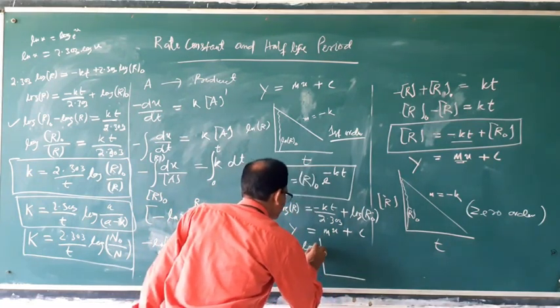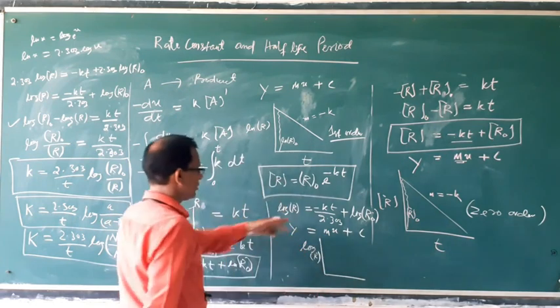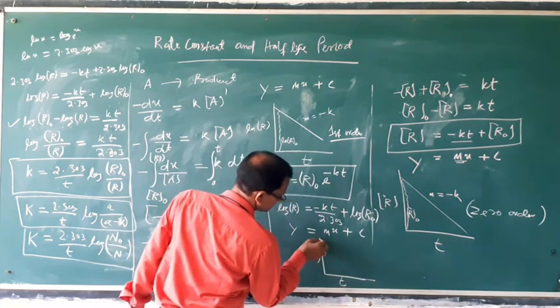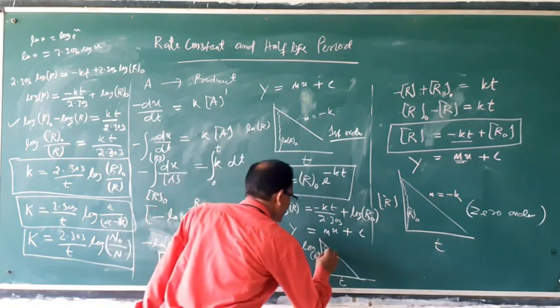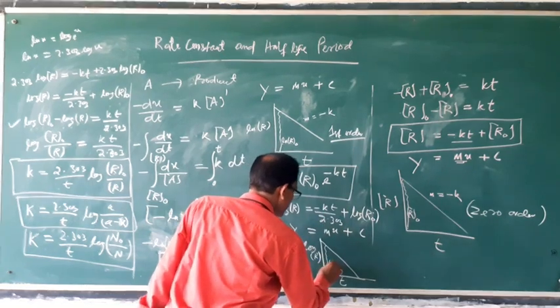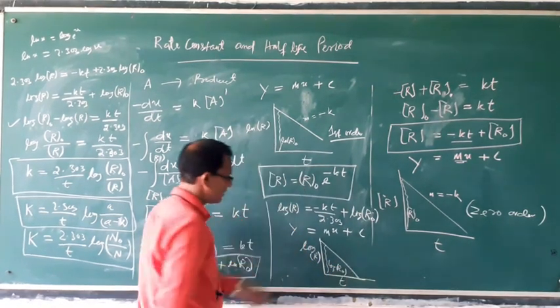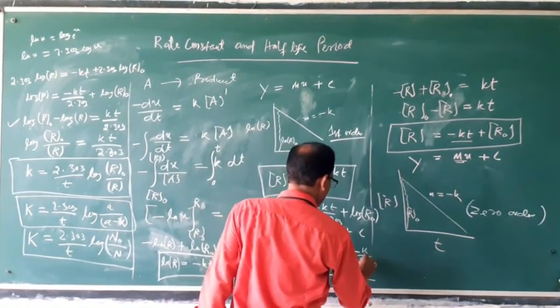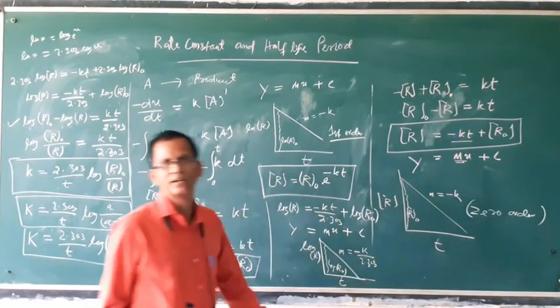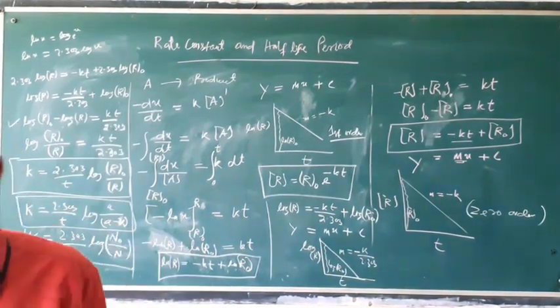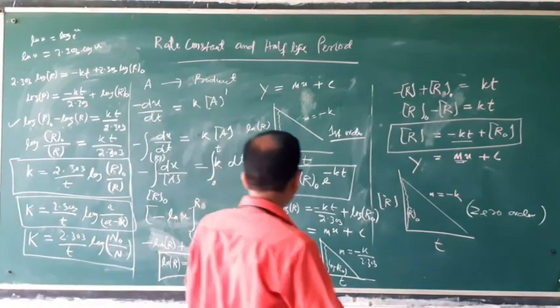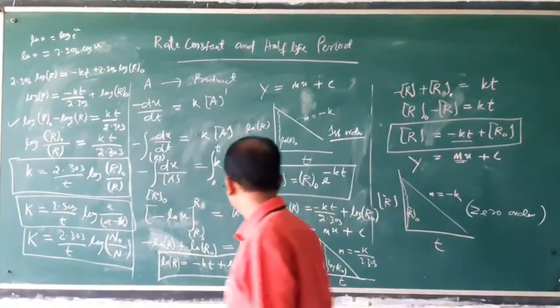If this is log r versus t, the graph will be the same graph. And this intercept value is which value? Log r0. And what is the slope? Your slope is equal to minus k by 2.303. This is the difference. Previously in the ln form, slope is equal to minus k, but in logarithm form, slope is minus k by 2.303. Only that difference: it is divided by 2.303.